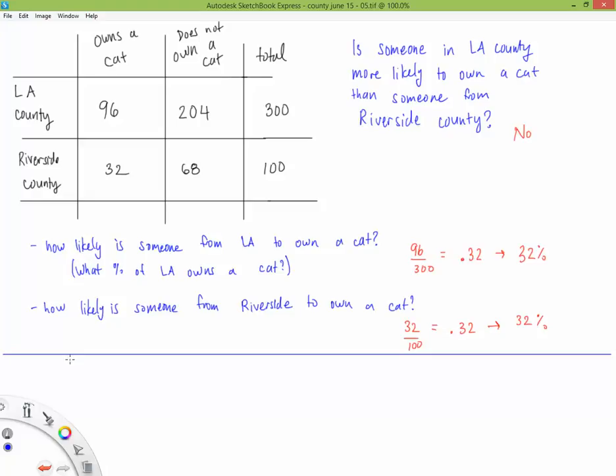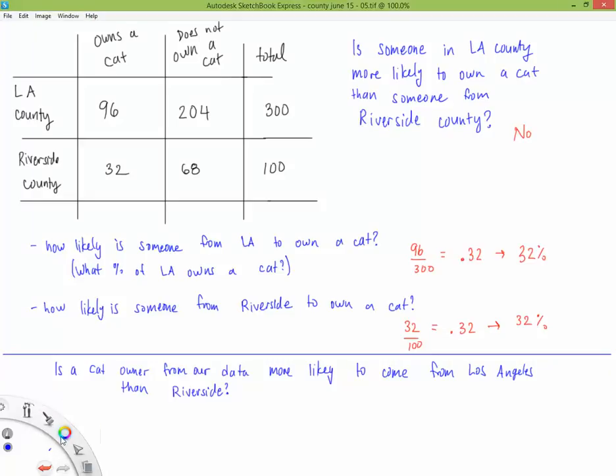Okay. So what if I just asked this question, okay? Is a cat owner, okay, so cat owner from our data, more likely to come from Los Angeles than Riverside? Okay, so let's just look at this. Is a cat owner from our data more likely to come from Los Angeles than Riverside?